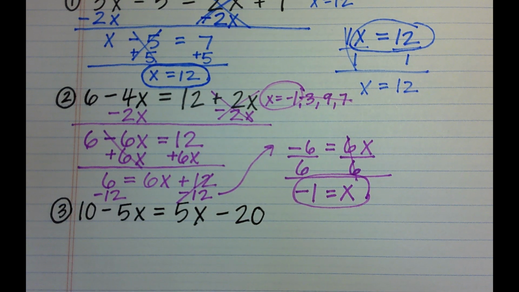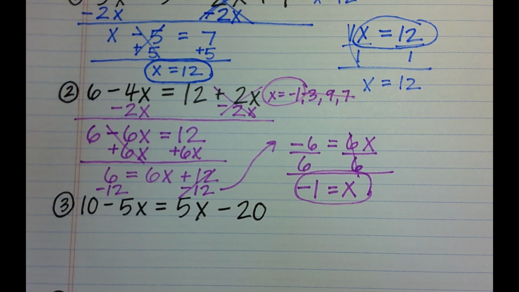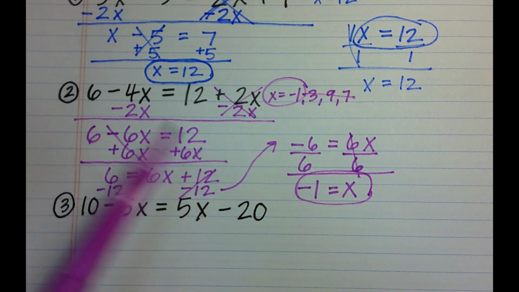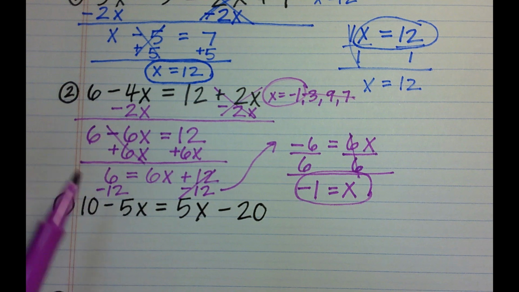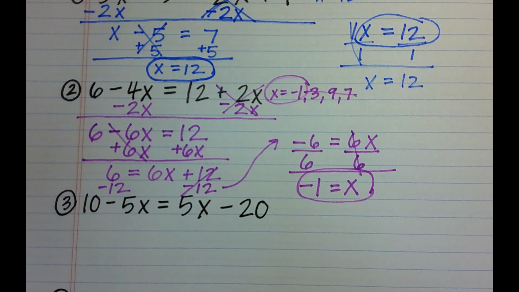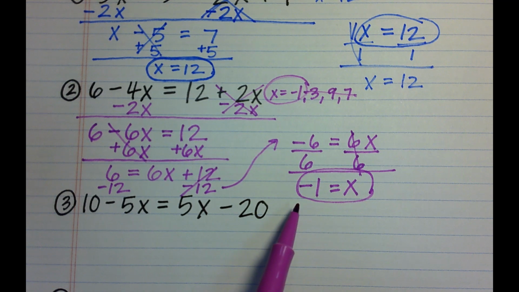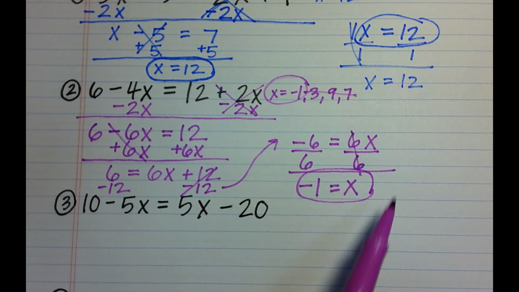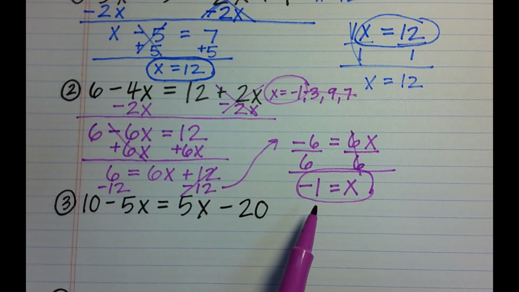There are lots of ways we could have solved this. There's lots of ways we could have solved any of these. Does anyone have any questions about anything that we just did here? Okay. If you didn't get negative 1, does it make sense why the answer is negative 1 now? Okay, good.